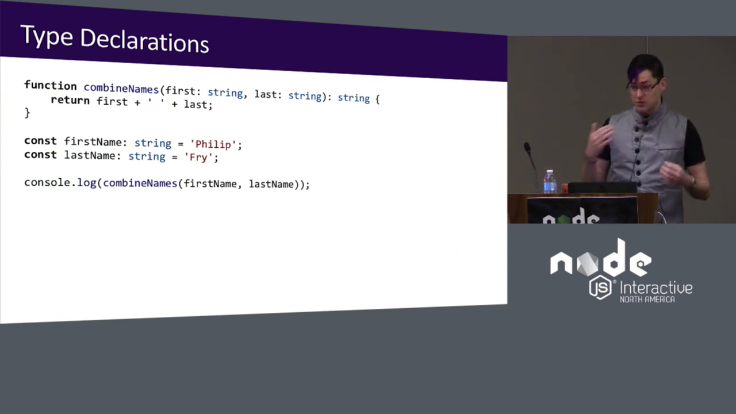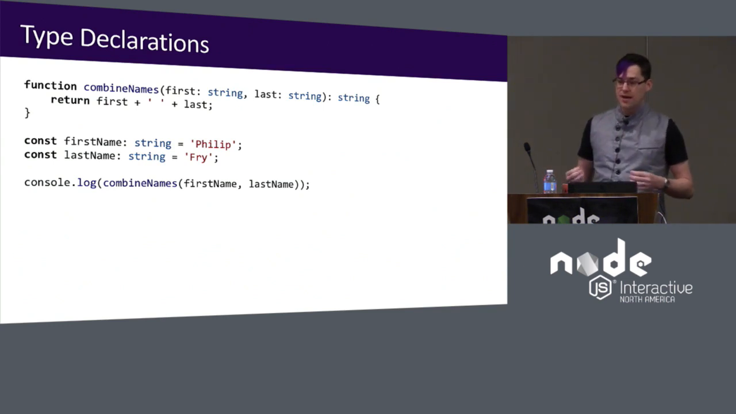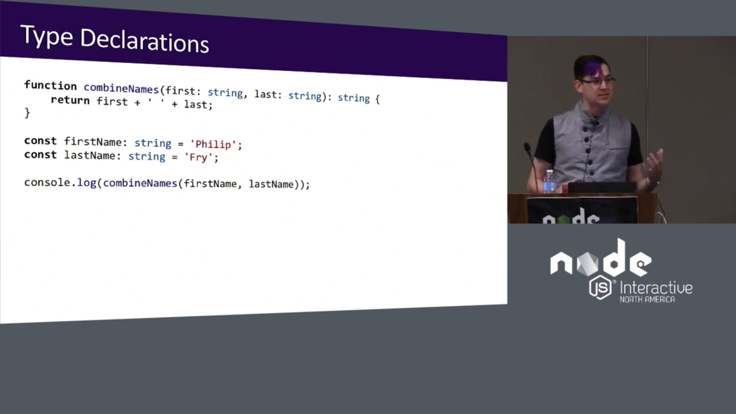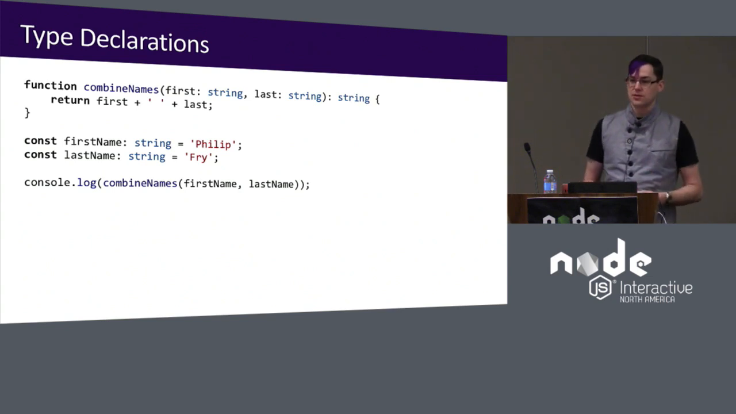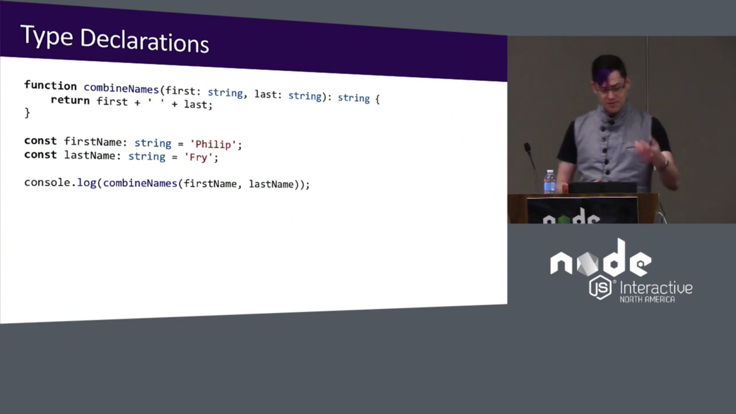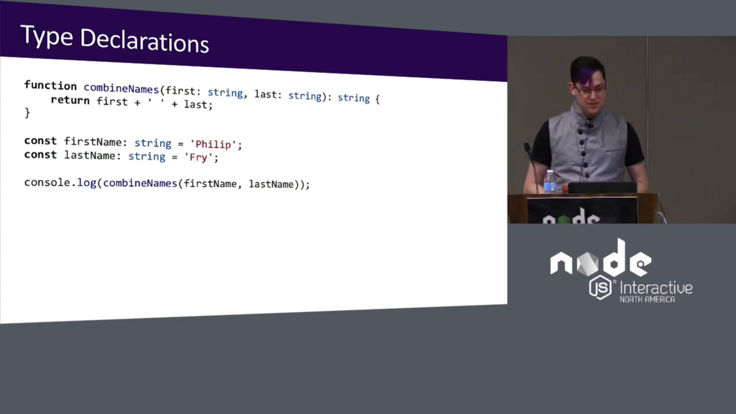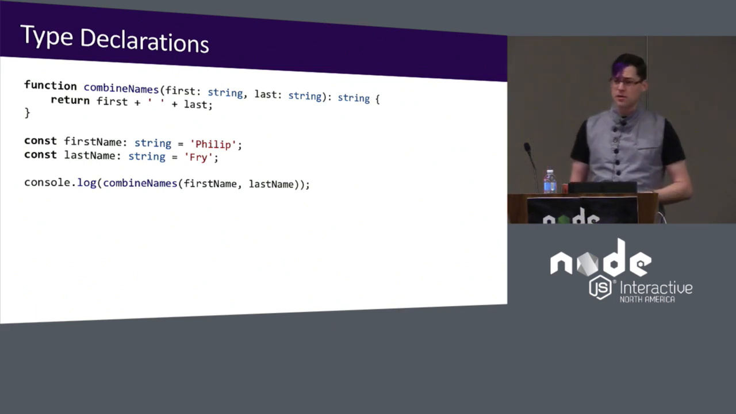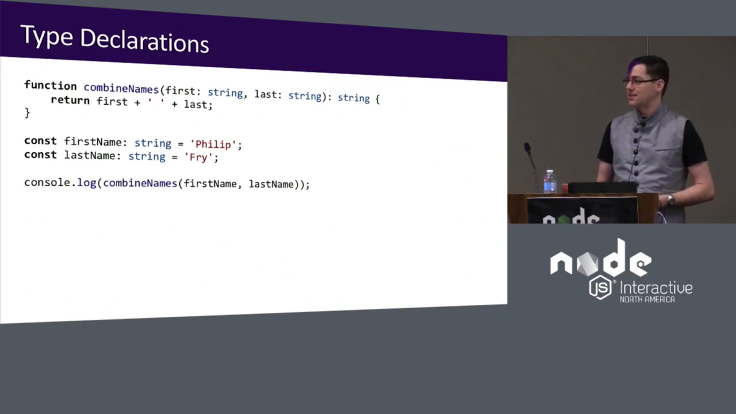And so what this does is once we have this, then every time this function is called, it has to be passed those types of arguments. And if you try to pass it anything else that's not a string into either of these parameters, we'll actually get a compile time error. So after this function, we create two variables, firstName and lastName. We say that these are also strings, and we assign them Philip and Frey. So then we can call this method and log it out, and everything is nice and happy.